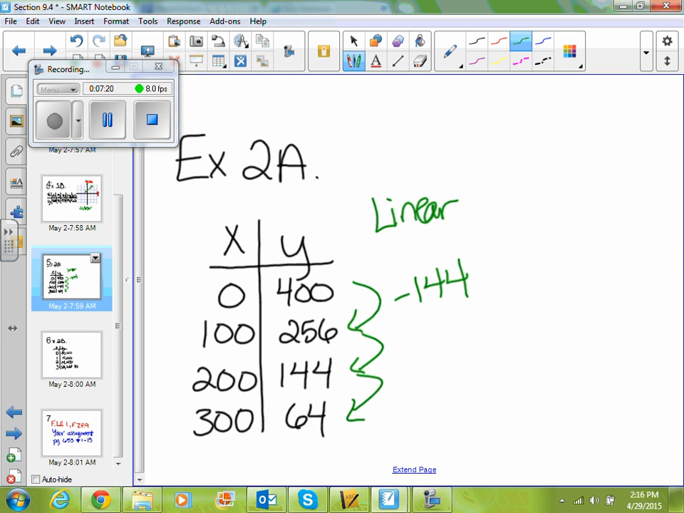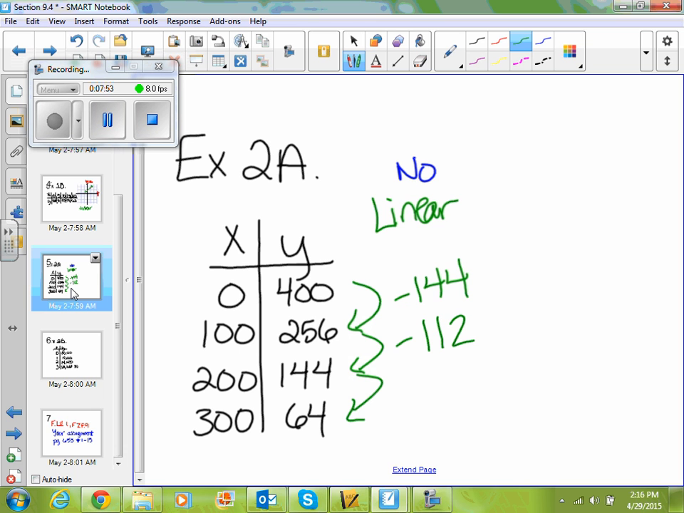It's not? Okay, so, oh yeah, so 256 to get to 144, what do I subtract for that one? 112. Okay, so are these numbers the same? No. So then we would say that it's not linear.